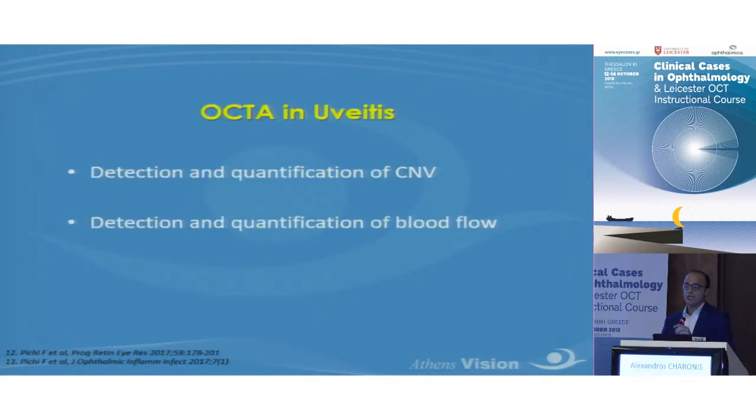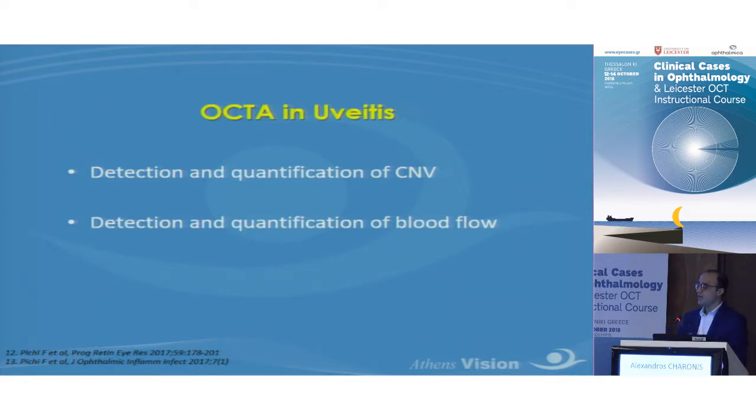Now, what about OCTA? I should say a couple of things about OCTA. It's a great tool. It has really changed our understanding of disease. But in terms of clinical applications, or where to alter our management in uveitis, I would probably concentrate on two topics. One is detection and quantification of choroidal neovascularization, mostly detection of CNV and distinguishing CNV from an inflammatory choroidal lesion. And the second is, of course, detection and quantification of blood flow in different tissue planes.